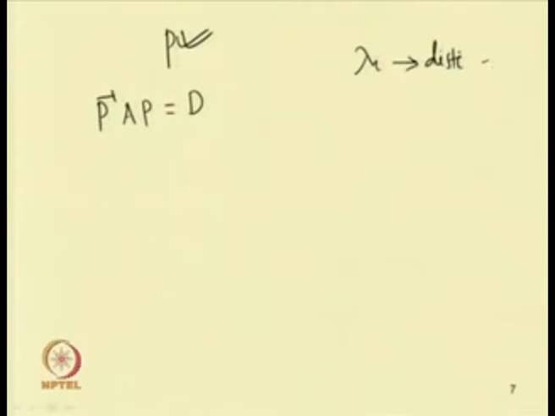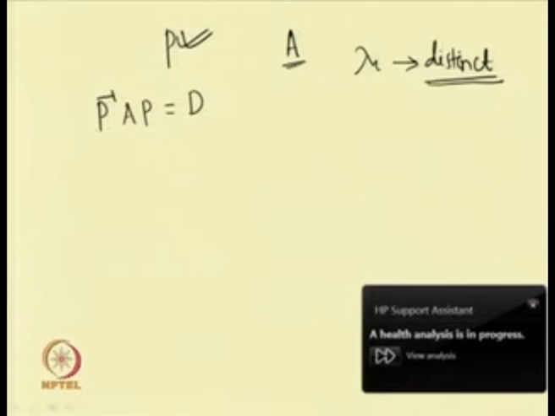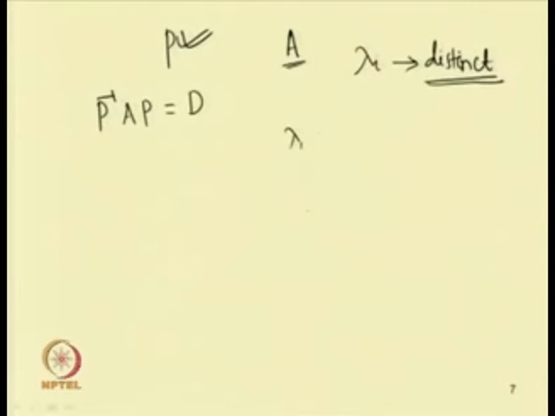So, if all the eigenvalues of A, which are lambda i, are distinct, then we can have a matrix P such that P inverse A P equals D. So, in this case, let lambda 1, lambda 2 up to lambda n be the distinct eigenvalues.